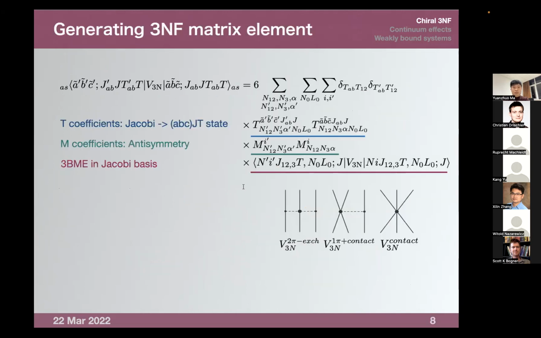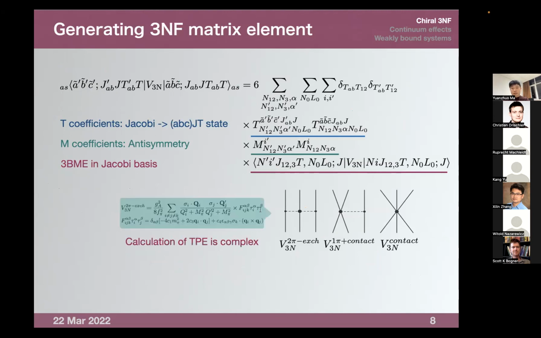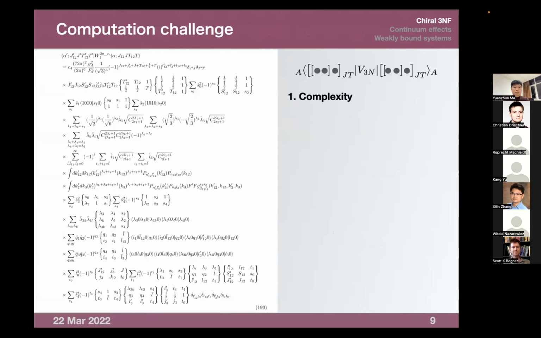In formula, it has this kind of structure with some transfer coefficients and the matrix element in the Jacobi basis. But to be honest, this is not a trivial work, both in deriving the formula and making the code. For example, the 2-pi exchange term has a very complex tensor structure. After some derivation, it looks like this.